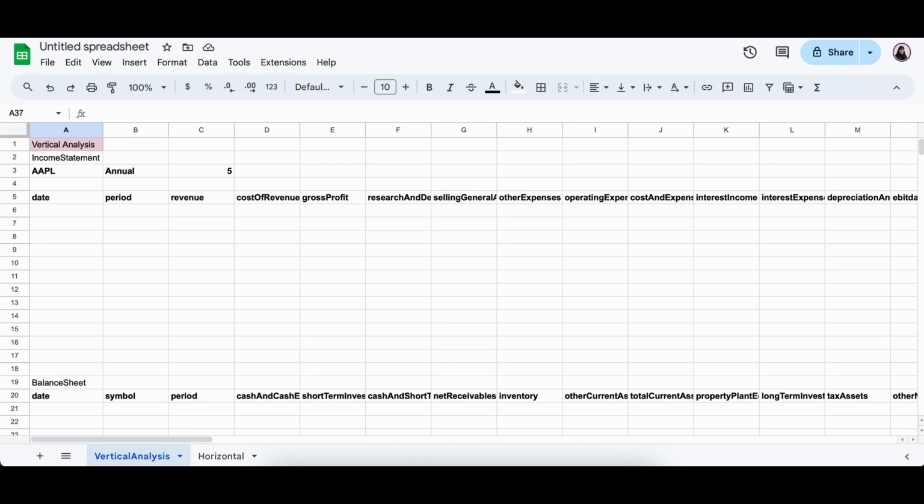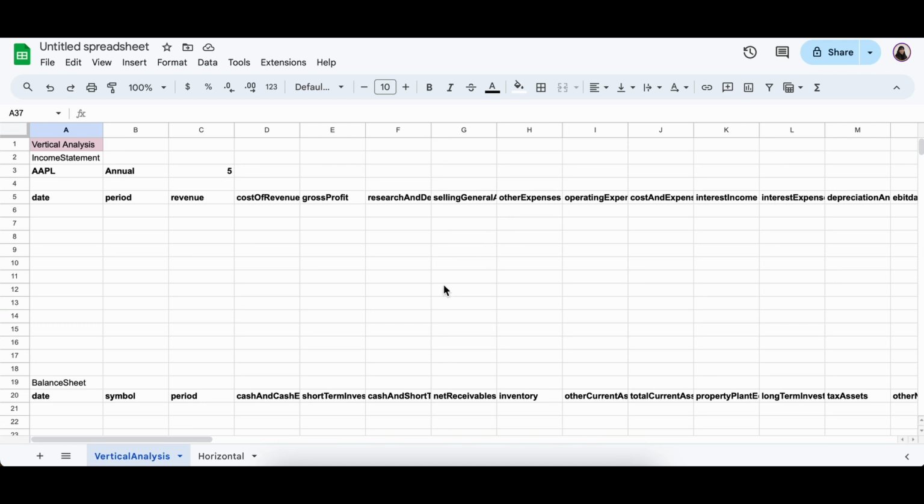And by doing so, you will improve your financial models and will know what to expect from your selected company. And if you know what to expect, you can improve your assumptions and make more accurate stock forecasts. First, let's start with the vertical analysis.